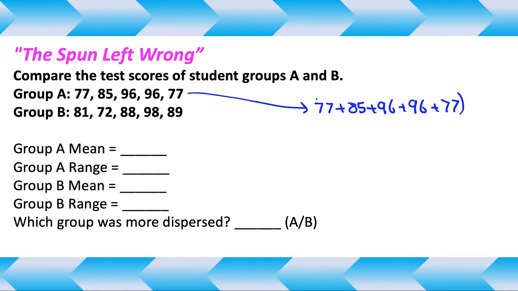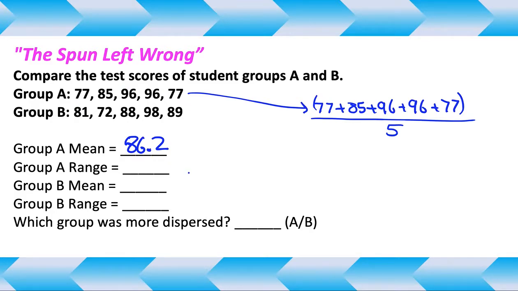Make sure you put brackets around it, especially if you put it in the calculator, just like so. Divide that all by 5. Sorry, I'm calculating this off screen. I thought I had this done ahead of time, but I was wrong. 96 plus 96 plus 77, close the bracket, and divide by 5. Looks like we have an average of 86.2.